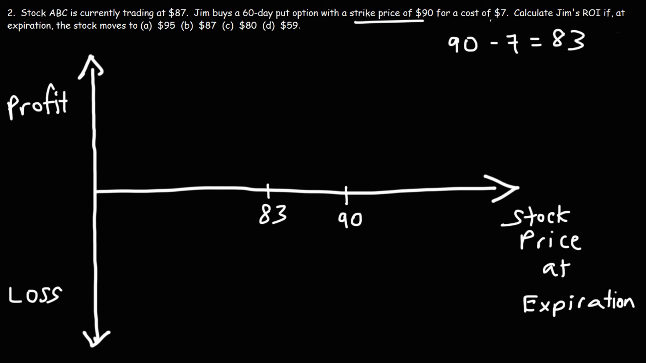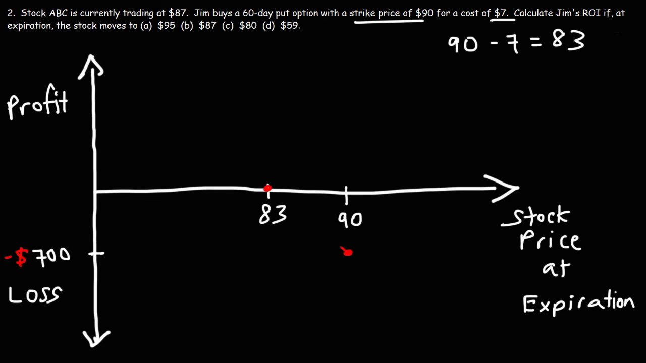Now the next thing you want to do is calculate the maximum loss. The maximum loss for this strategy is the cost of the put option, which is $7 times 100 shares. So the most that Jim could lose is $700. So first, we're going to plot a point at the maximum loss and the strike price, which is 90. Next, we're going to plot the break-even point. So at 83, the profit will be 0. So it's going to be on the x-axis.